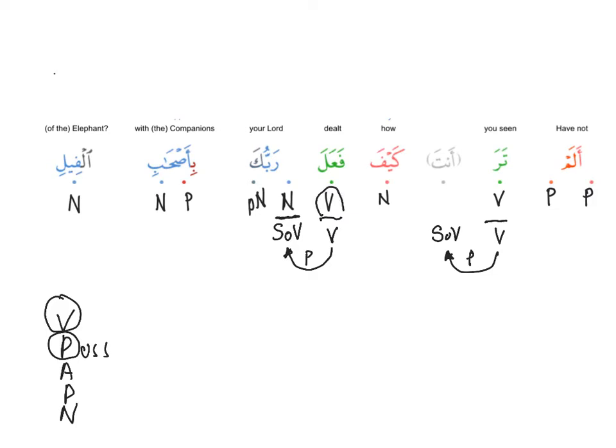Okay, so you have a verb here, right? And then you have a noun plus a pronoun. So whenever you see a noun plus a pronoun, it means the first noun is dragging the second noun, and the second noun is called a possessive noun. Okay, that's the first possessive structure.